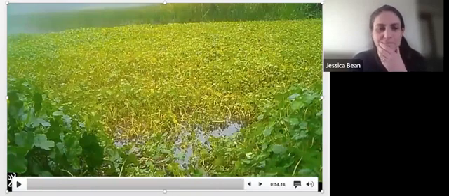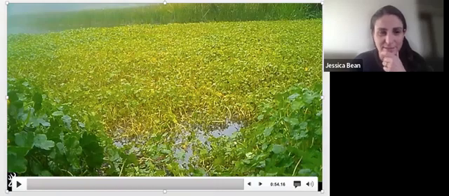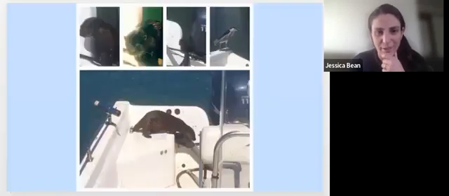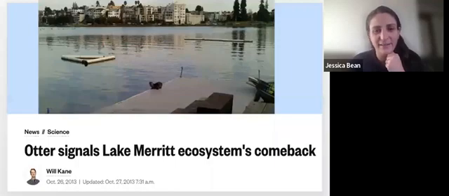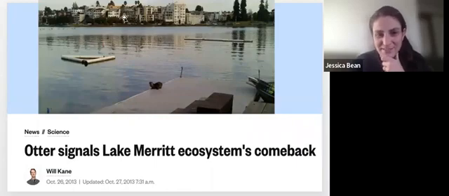Okay, awesome. So this is just one of the many observations that started to happen in the later 90s and into the 2000s. I'll just share some other pictures with you really quickly. This is a river otter that hopped onto a boat in San Francisco Bay. There was also an otter sighting in Lake Merritt. Just to give you some context, Lake Merritt is in the middle of Oakland. So in a city, you can see the buildings in the background, and here's our little otter.